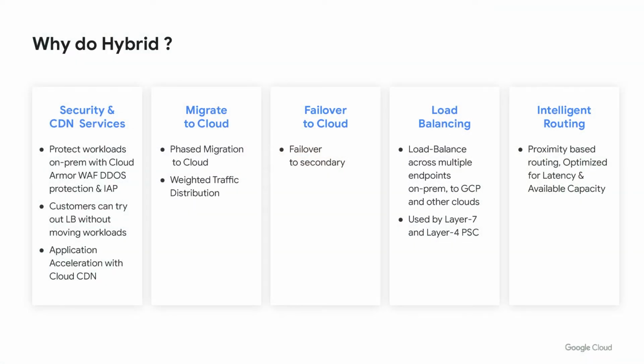So, what are some of the spectrum of use cases that customers use hybrid for? Some retain their workloads on prem but use Google's security solutions, such as Cloud Armor and Identity Aware Proxy, to protect them. Or they use Cloud CDN to provide the most optimal latency experience for their end users. Some are migrating to the cloud and they use weighted traffic splitting to do a phased migration. Others are looking for failing over from on prem to cloud during certain bad scenarios.